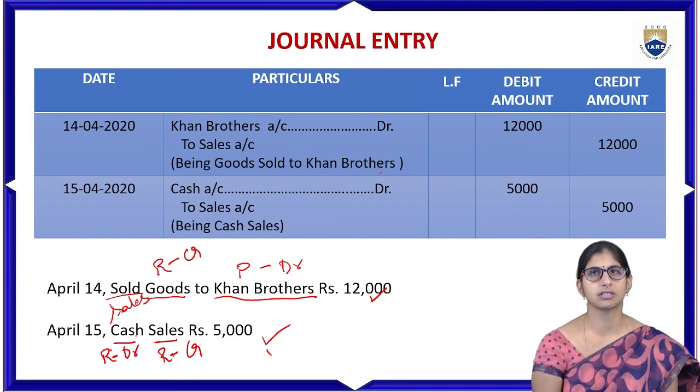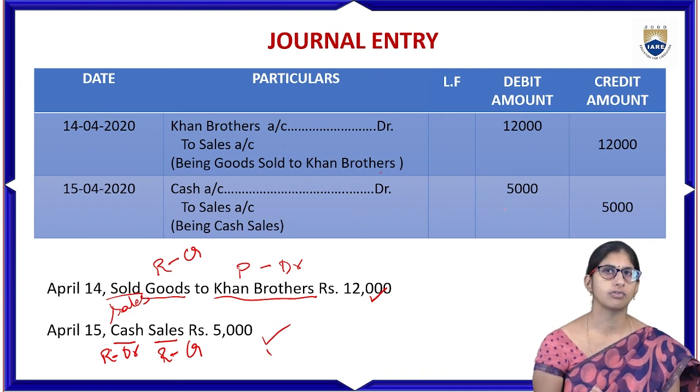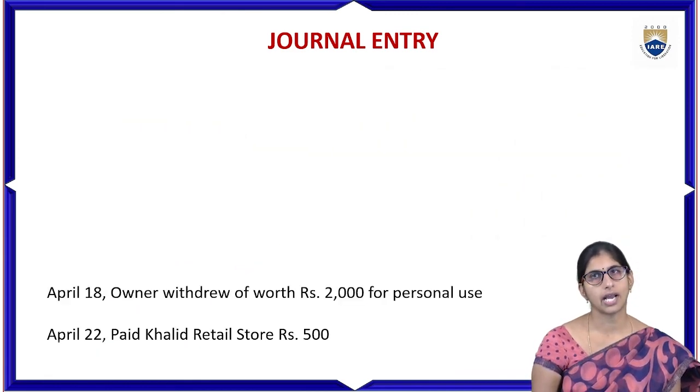And now coming to cash sales. Cash debit, sales credit. So cash account debit to sales account, and being cash sales is the narration, with 5,000 in the debit column and 5,000 in the credit column. Now let's move on with the next two entries in the journal.